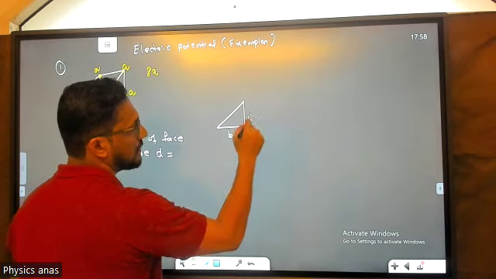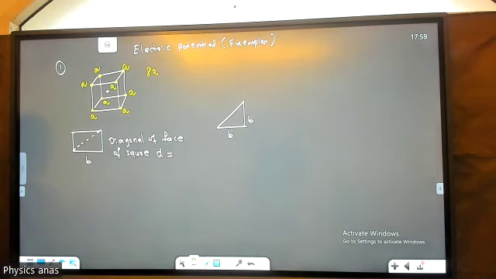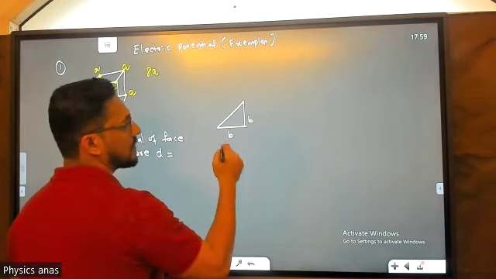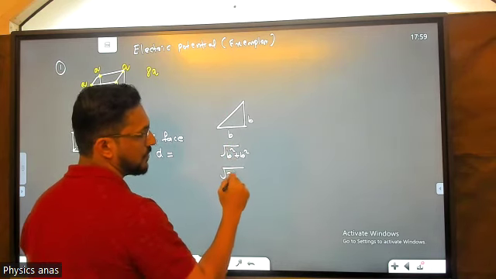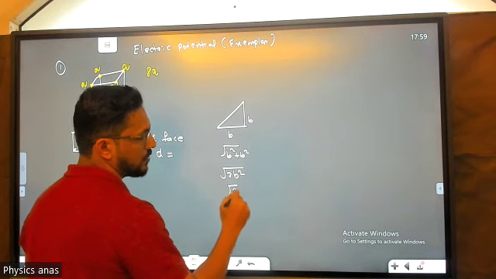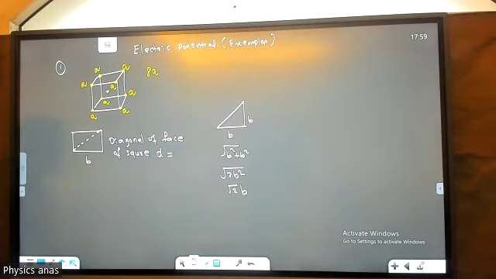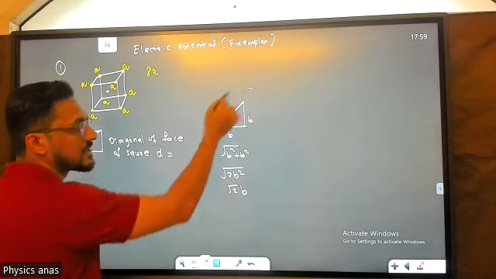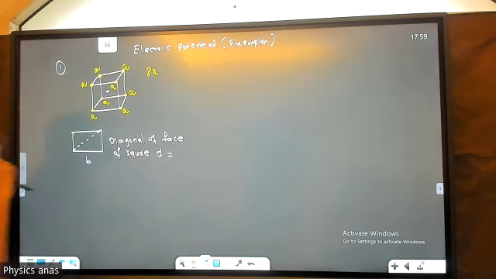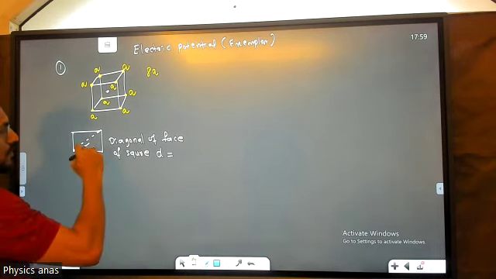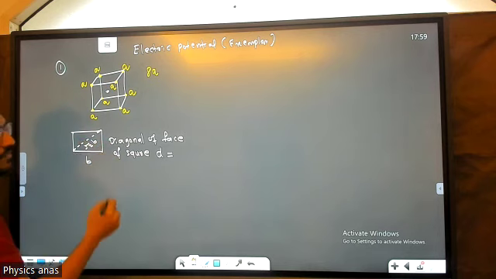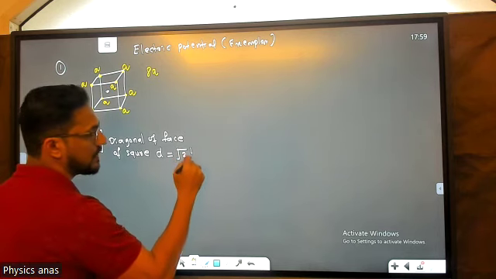Here b, here also will be b. Then this will be what? Root of b square plus b square, that will be root of 2b square. What is that? Root 2b. So the diagonal of the face, or diagonal of the square, will be root 2b. Is that okay? So the diagonal of the face is root 2b.